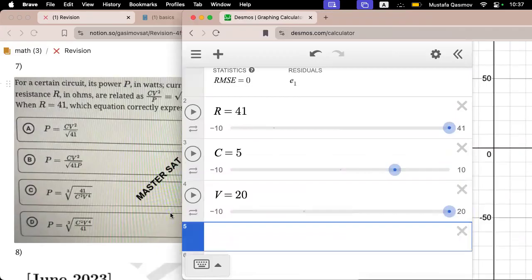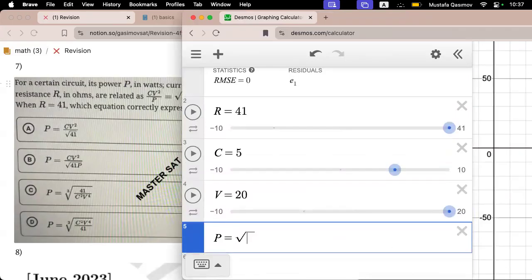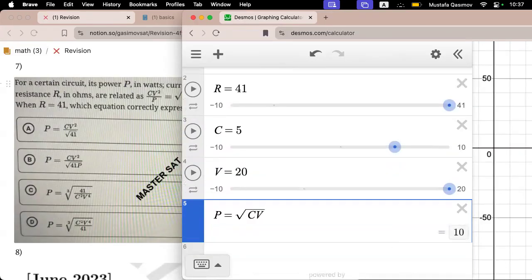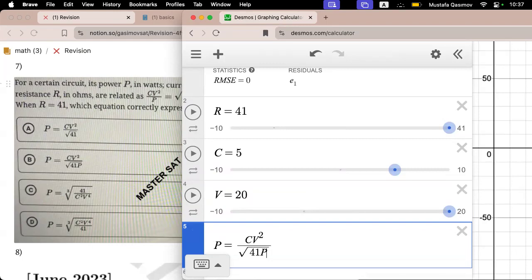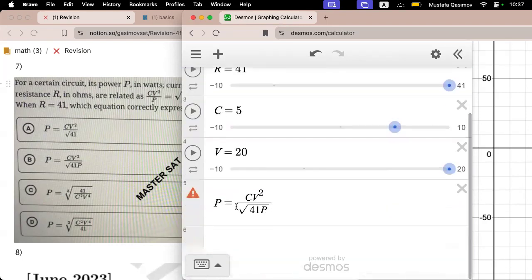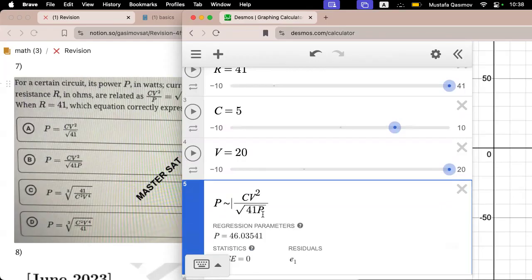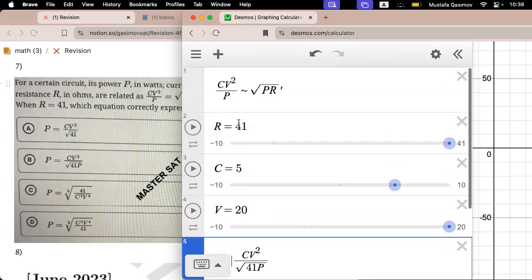I am writing B. P is equal to, let's say, square root of CV square over square root of 41P. Then let's remove that one. And let's write here this time. Again, 46. You can say that we get 46 from here and here, but it is not correct.